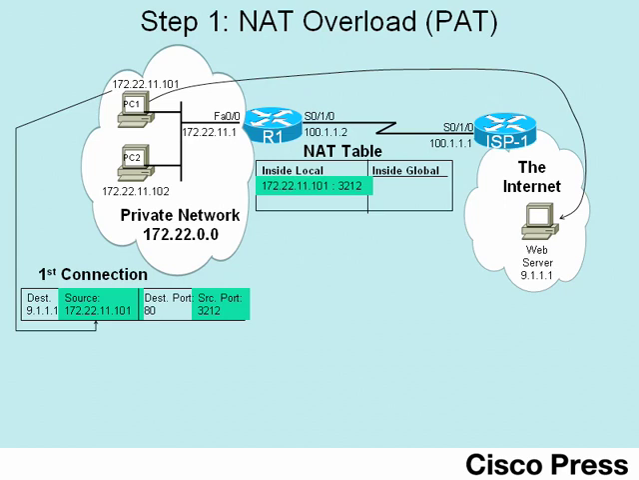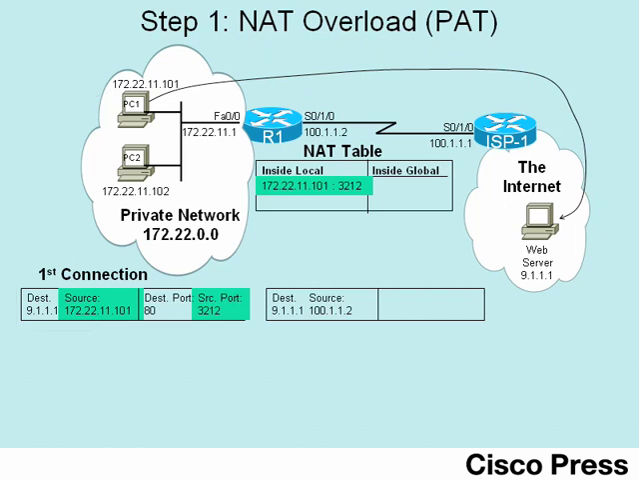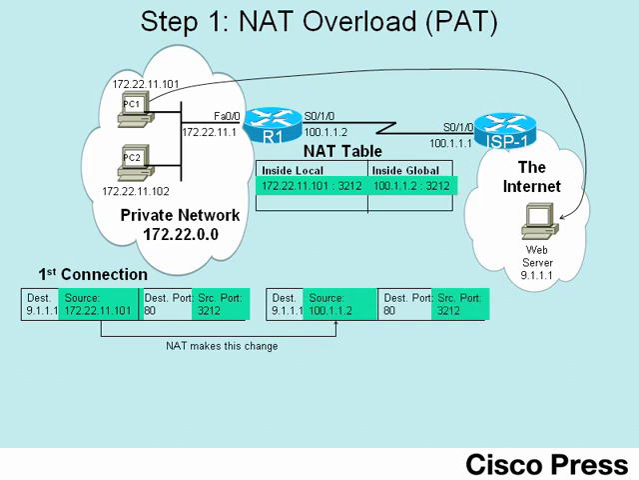Then router 1 changes the source IP address to the inside global IP address of 100.1.1.2. Now in this case, the port number does not need to change, so the inside global entry has the IP address 100.1.1.2 with the same old source port number. So this table entry represents how router 1 will change the packet as it goes left to right through this particular picture.